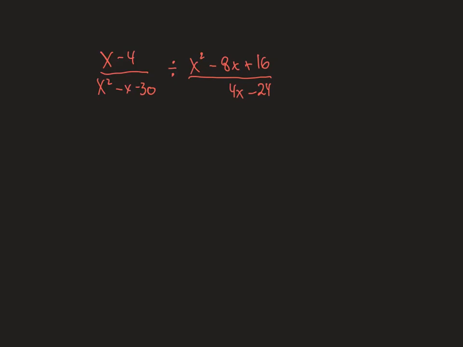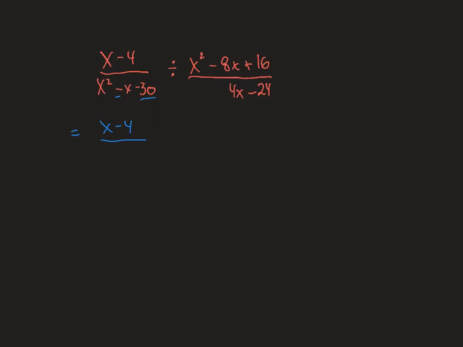Alrighty, so let's look at a final example. This will be a little bit more of a challenging example, but all you need to do is follow the steps like we normally would do. So I want you to factor and then flip. So let's factor. I can't touch my top here. It's still going to be x minus 4. On the bottom, I'm going to realize that x squared minus x minus 30.